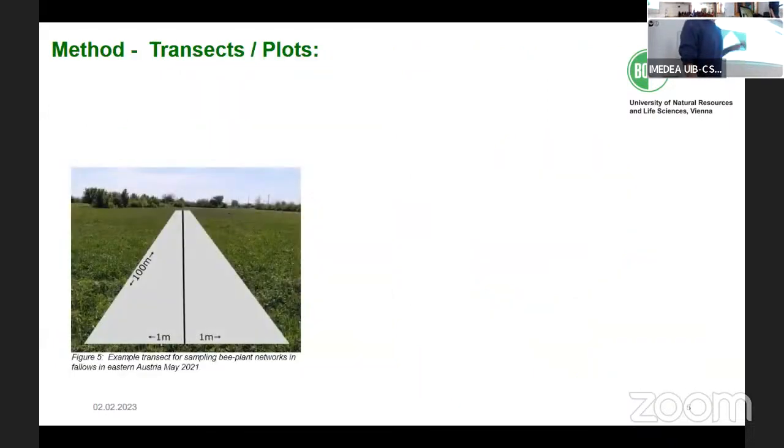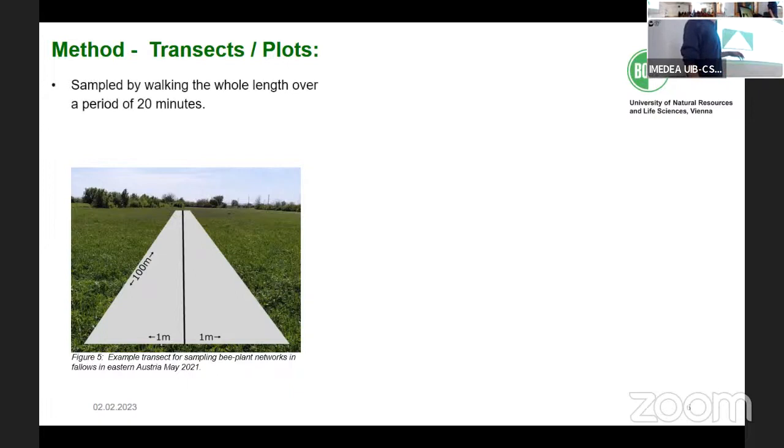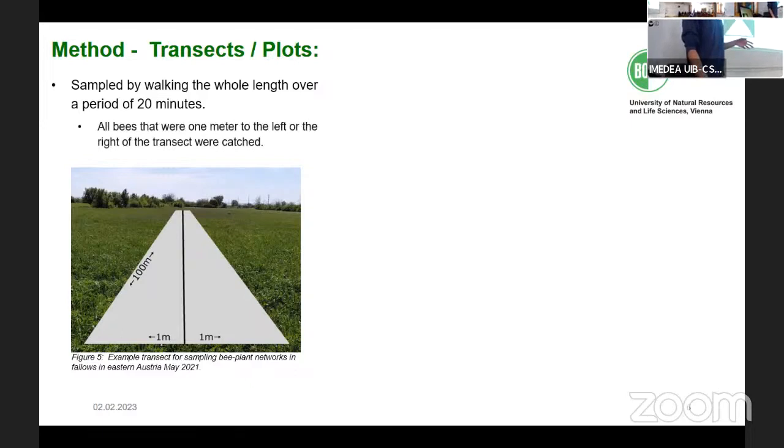Okay, moving on. Now I will talk a little bit about the sampling method, starting with the transect method. The transect was 100 meters long and was sampled by walking the whole length over a period of 20 minutes. All bees that were on the left or the right of the transect were caught. This was done in order to assess the bee-plant interactions on fallows.